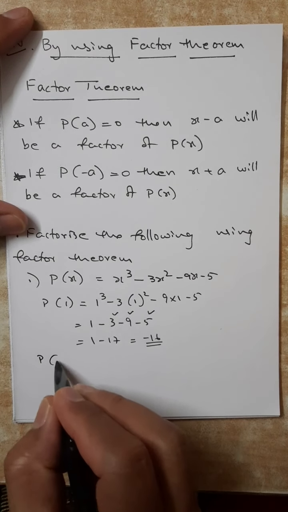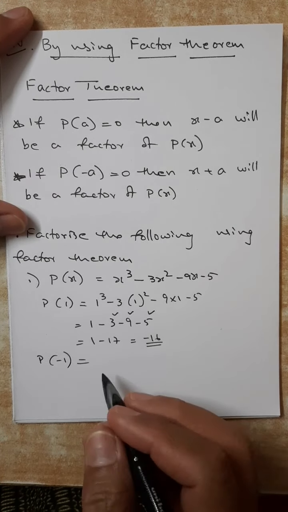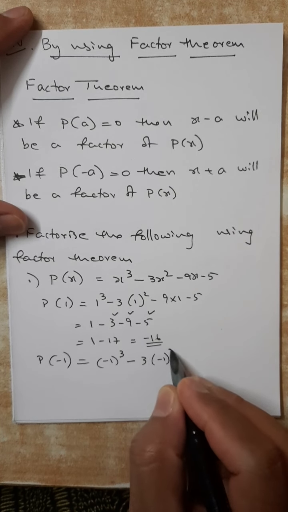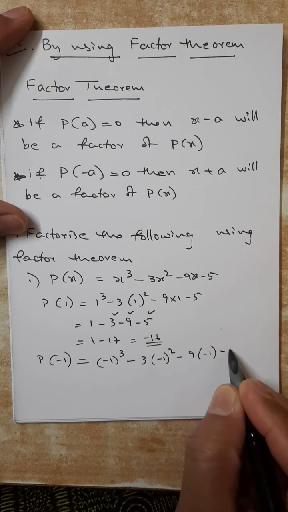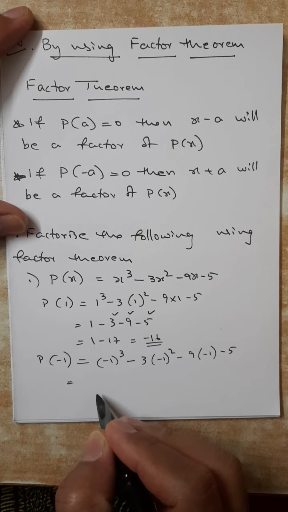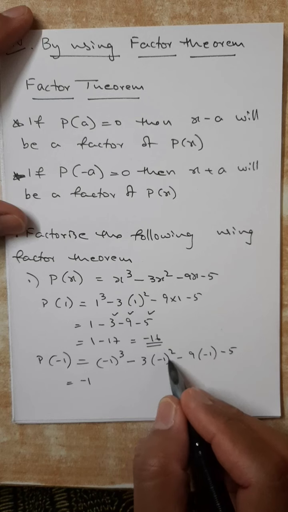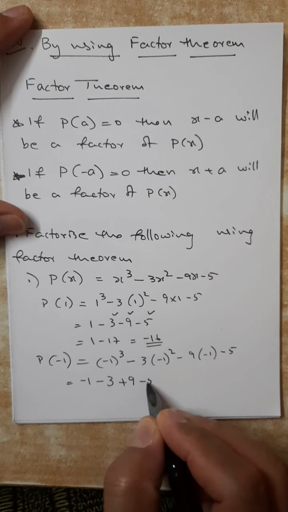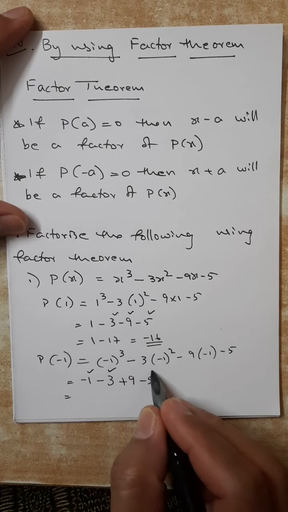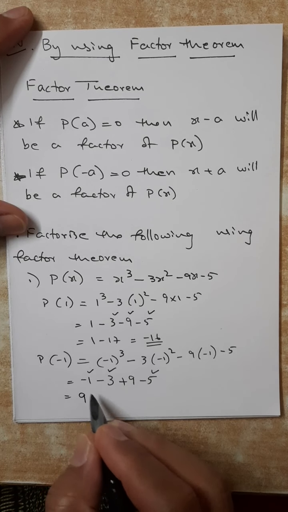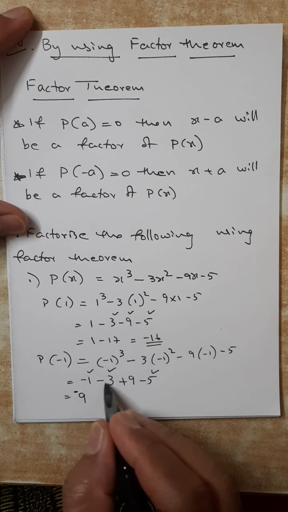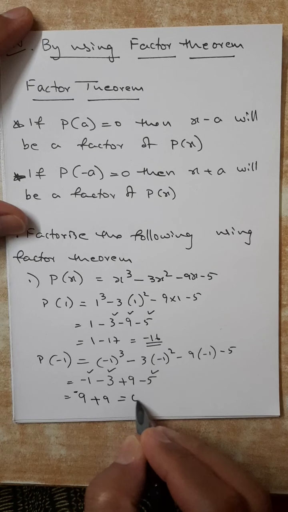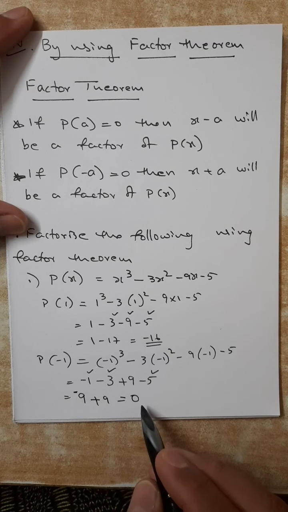Then we will think about p of minus 1. p of minus 1 is minus 1 cube minus 3 into minus 1 square minus 9 into minus 1 minus 5. That is minus 1, minus 3, plus 9, minus 5. Minus 1 and minus 3 is minus 4, and minus 5 is minus 9, plus 9, that is 0. p of minus 1 is 0.